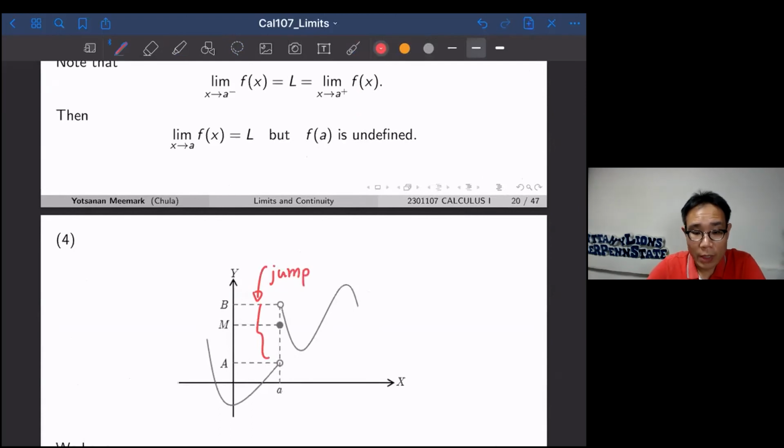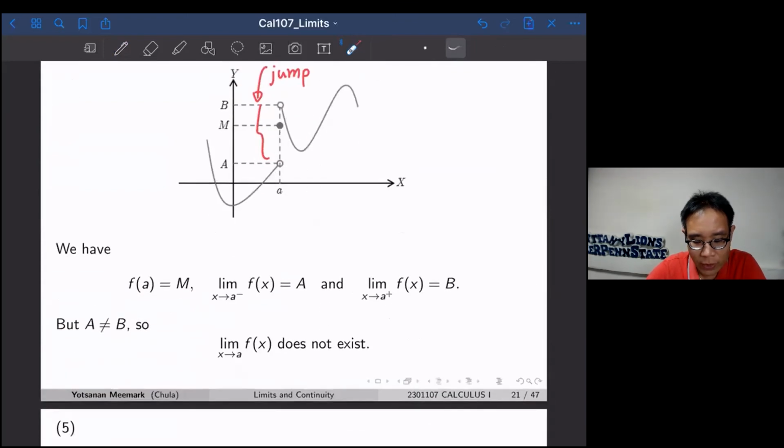So you have a jump at the point A, and you see the left limit equal to A, the right limit equal to B, and A does not equal B, and the value of the function is equal to M. So this is the situation in this picture.